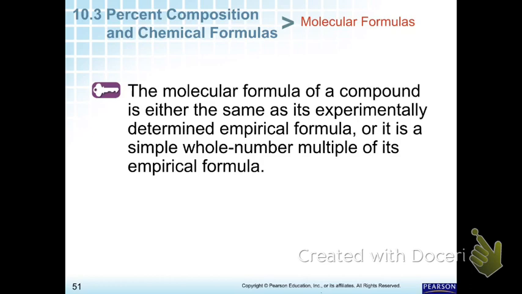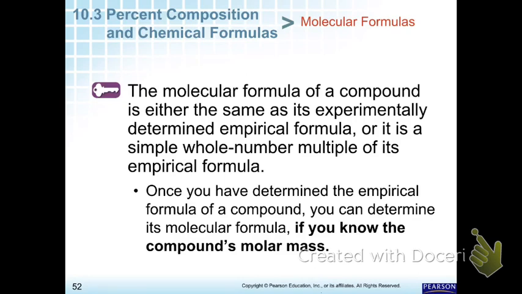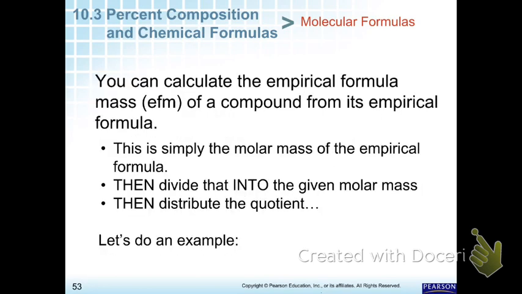Okay, the molecular formula of the compound can be the same or it can be different, but we can determine if it's going to be different if we are given a little bit more information. You have to know the compound's molar mass to be able to decide if it's going to be the same or different. So if you know the molar mass, you can calculate a ratio number. It's going to be a whole number, and determine if it's going to be a different molecular formula.